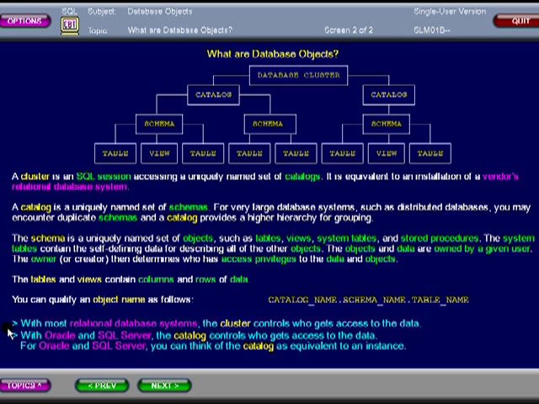With most relational database systems, the cluster controls who gets access to the data. With Oracle and SQL Server, the catalog controls who gets access to the data. Please pause this presentation to study the details.